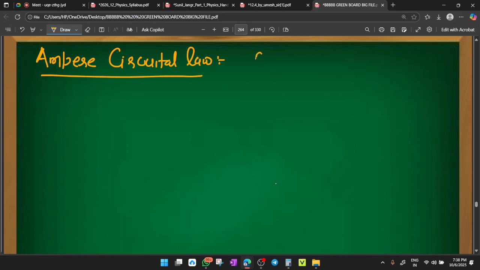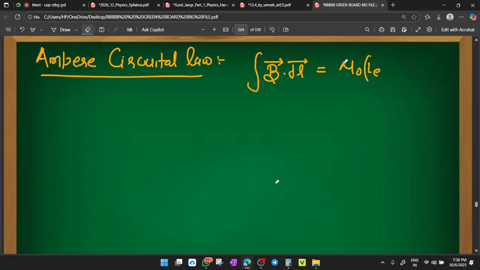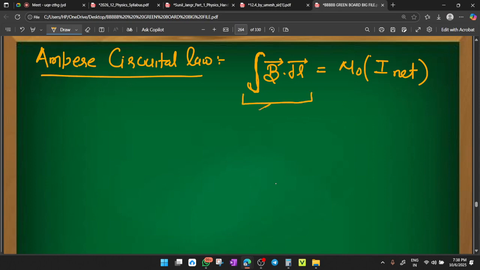Ampere circuital law. The definition of Ampere circuital law is the closed integral of B dot dl equals mu naught I enclosed, or I total, I net. What does the integration mean? Integration of B dl means integration of magnetic field along the length. This is called the line integral of magnetic field intensity.